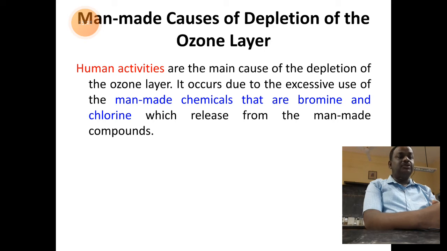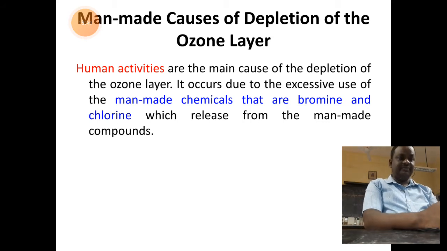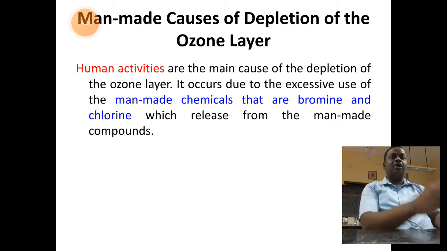However, these natural causative factors of ozone layer depletion contribute only 1 to 2%. Then what are the rest of the 98 to 99% of factors that cause ozone layer depletion? It is due to man-made causative factors or human activities. Excessive use of man-made chemicals of bromine and chlorine are the major causative factors for the depletion of ozone.